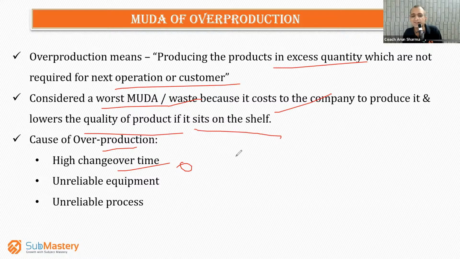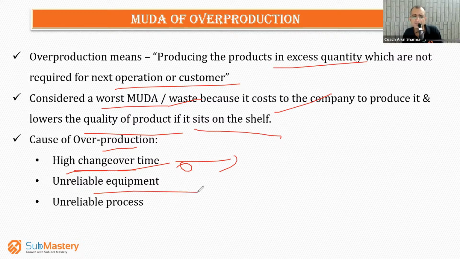And what is the antidote? Like you get vaccinated against COVID, you get vaccinated against polio, in a similar way, to get vaccinated against higher changeover time, use the concept of quick changeover. What is quick changeover? That is also called SMED, single minute exchange of die. Single minute does not mean 1 minute. Single minute means single digit. You exchange a die in such a way that it should not take more than 9 minutes.